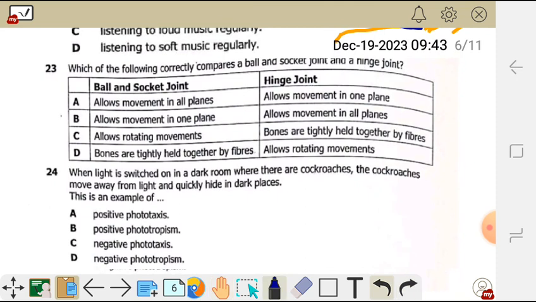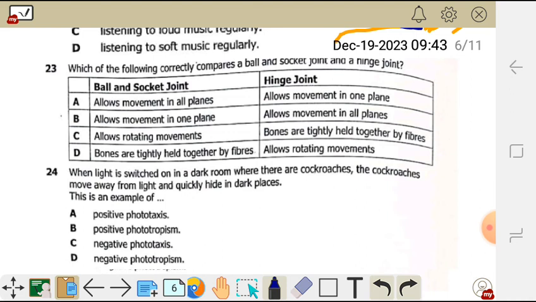Question 23 reads, which of the following correctly compares a ball and socket joint and a hinge joint? So we are comparing the ball and socket joint to a hinge joint. What is a ball and socket joint? What is a hinge joint?